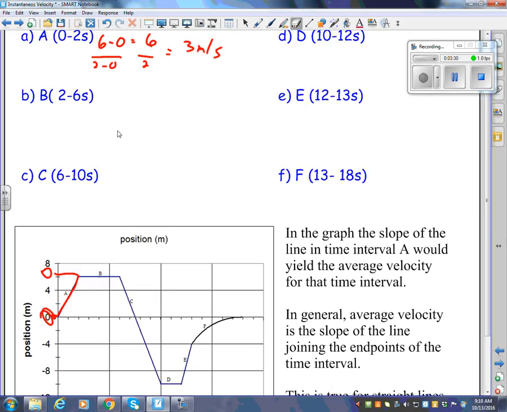If we look at B, everyone's good with A? Yeah? If we look at B, we look at our initial and final positions. Well, the initial, it's at 6. The final's at 6. What's the displacement? 0. No big surprise. It's flat. How much time did that take? From 2 to 6 seconds. 6 minus 2, 0 over 4. 0 meters per second.